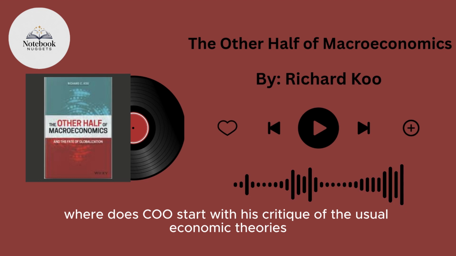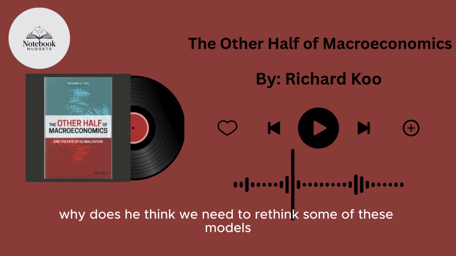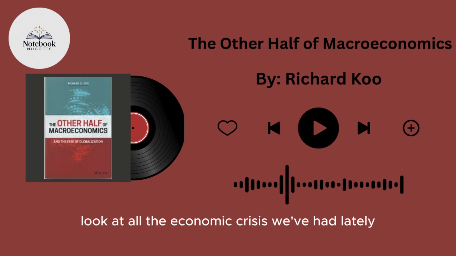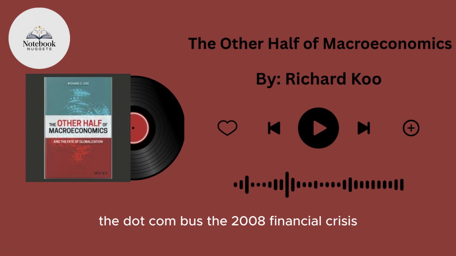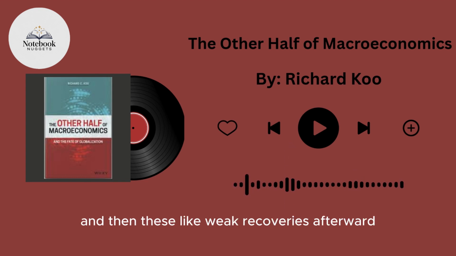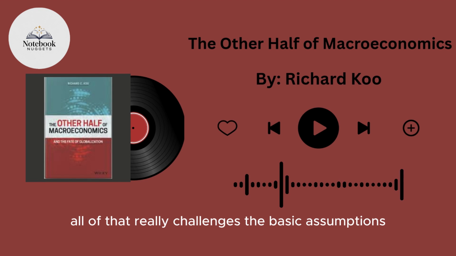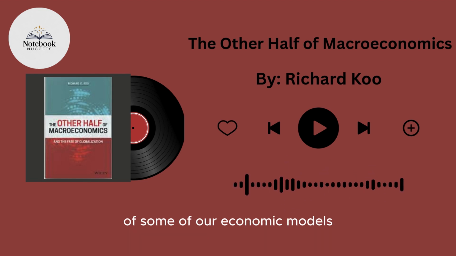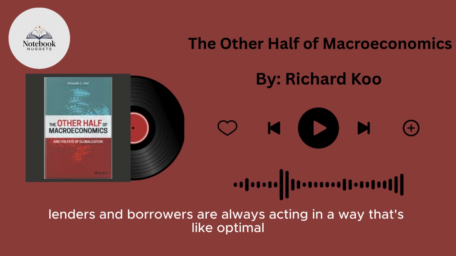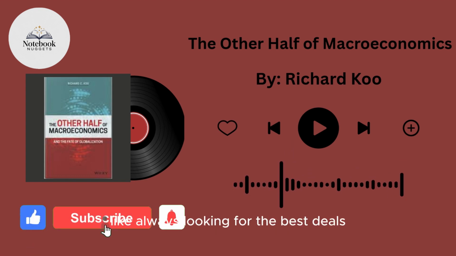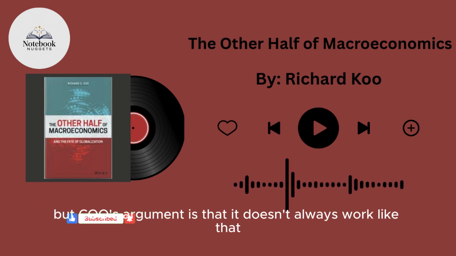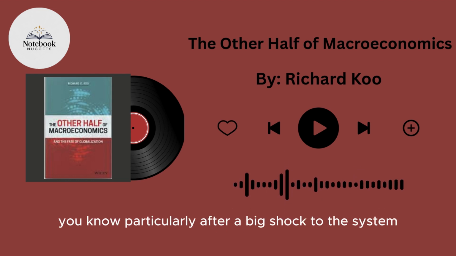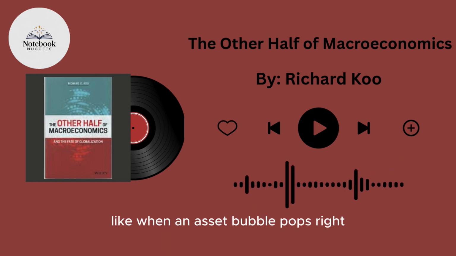So where does Koo start with his critique of the usual economic theories? Why does he think we need to rethink some of these models? Well, he says to look at all the economic crises we've had lately. The dot-com bust, the 2008 financial crisis, and then these weak recoveries afterward. All of that challenges the basic assumptions of some of our economic models, because they usually assume that lenders and borrowers are always acting optimally. Like always looking for the best deals, seizing profit-making opportunities. Exactly. But Koo's argument is that it doesn't always work like that, particularly after a big shock to the system, like when an asset bubble pops.